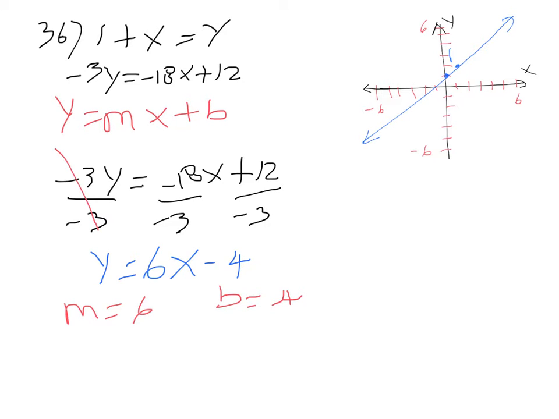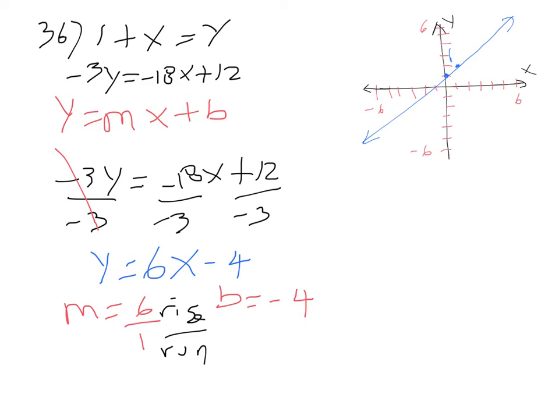Make sure you write your slope as a fraction. Why? Because it's going to be rise over run. First step, y-intercept. The y-intercept is negative 4.